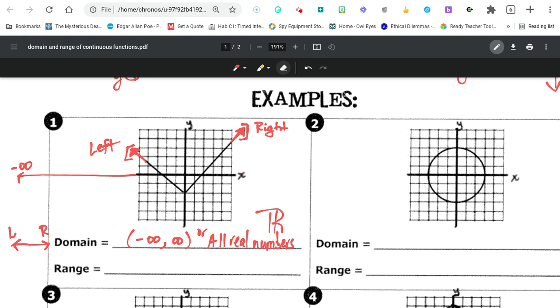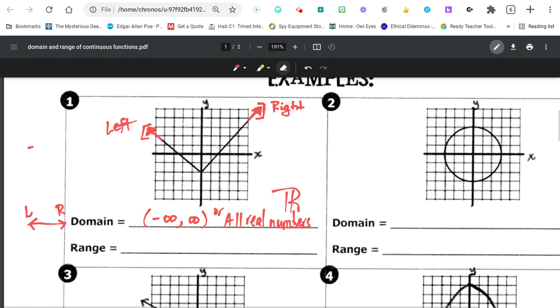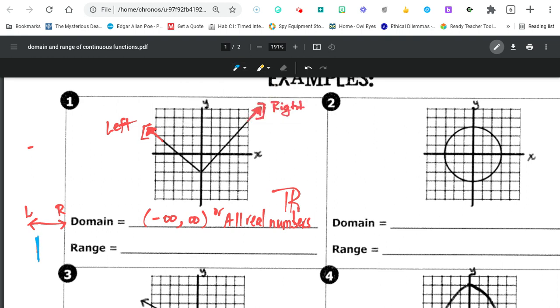All right. So now, after you list your domain, in other words, how far does it stretch left or right? We got it stretches forever toward negative infinity and then toward positive infinity. So after you figure out how far it stretches left to right, now you need to look at range. We do top to bottom or bottom to top, guys. I like color coding. Top to bottom or bottom to top.